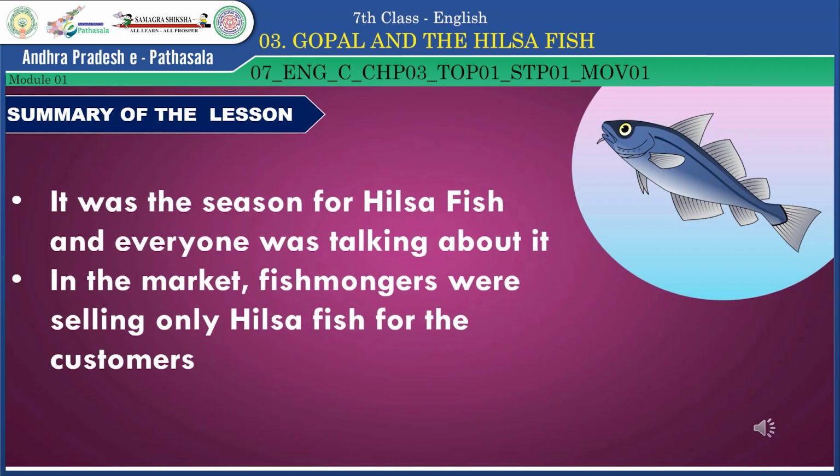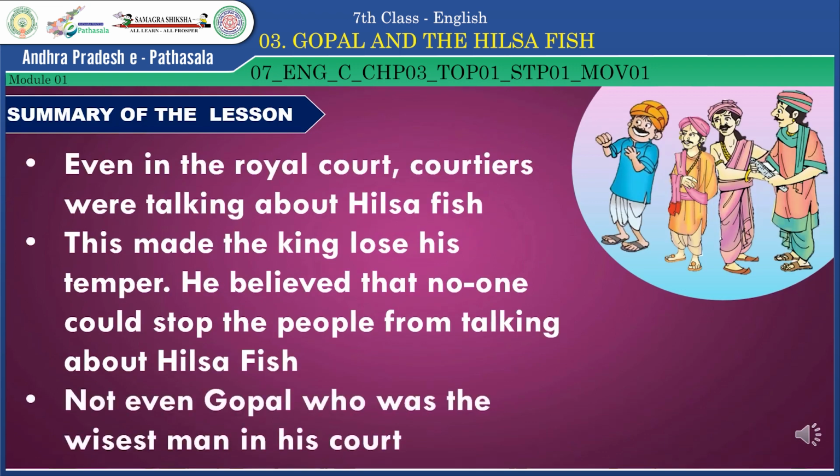It was the season for hilsa fish, and everyone was talking about it. In the market, fishmongers were selling only hilsa fish to the customers. Even in the royal court, courtiers were talking about hilsa fish. This made the king lose his temper. He believed that no one could stop the people from talking about hilsa fish. Not even Gopal, who was the wisest man in his court.